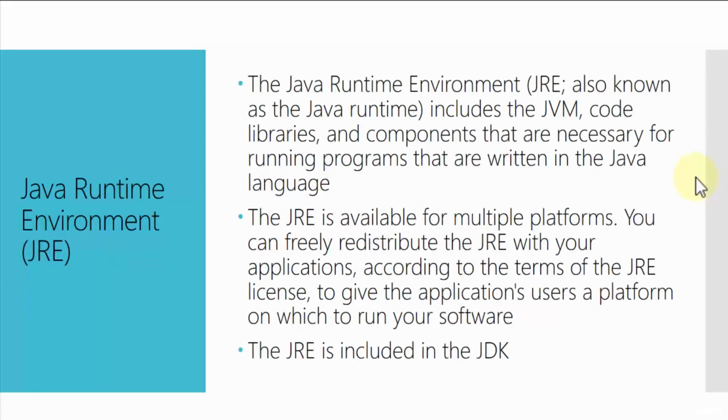The JRE, or the Java Runtime Environment, includes the JVM, code libraries, and components that are necessary for running programs that are written in the Java language. And of course, the JRE is also available for multiple platforms. You can freely redistribute the JRE with your applications, according to the terms that you must comply with. Once you download the JDK, which we took a look at in this course, the JRE is included within the download.